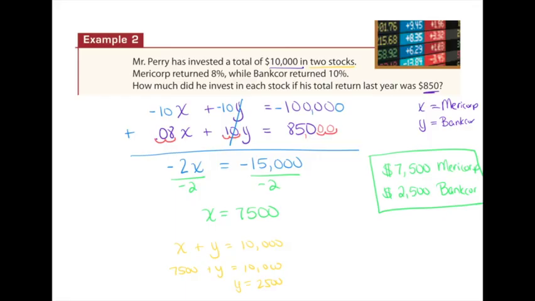When you see these, you're going to see one line that gives you one of the equations, and then you're going to see something else that gives you more information. That's usually your second equation. And then you're going to have to set them up and decide what's the easiest way to solve these.